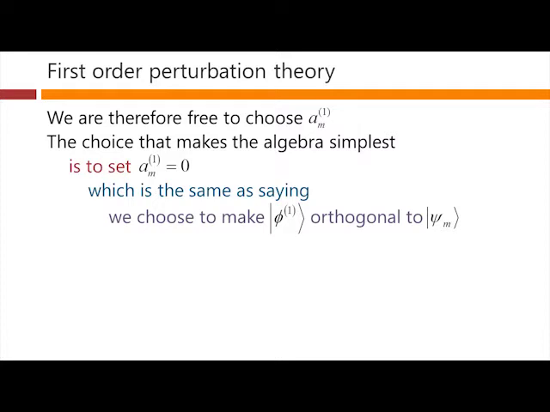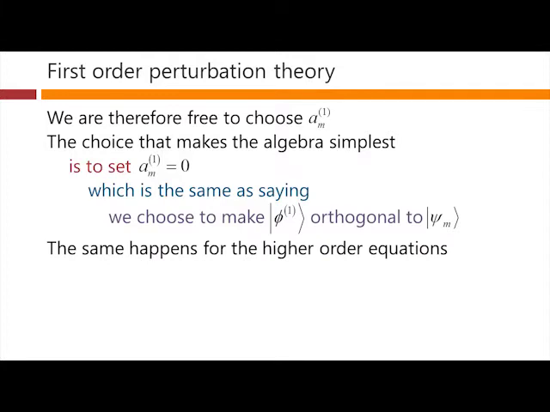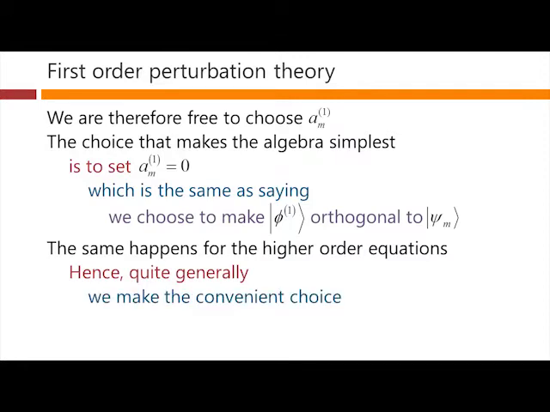There's really no physics to choosing to put a part in here that is not orthogonal to that. We would construct a self-consistent theory, but there's no point in doing it. It would give the same answers in the end. Now, incidentally, if we look at the higher order equations, we will get exactly the same phenomenon occurring, and we won't go through that algebra explicitly here, but the same thing happens. So quite generally, what we're going to do in our perturbation theory is to make the overall convenient choice that all of the perturbations to any order are each orthogonal to the unperturbed wave function. We're always free to make that choice, and it makes our algebra much more convenient.